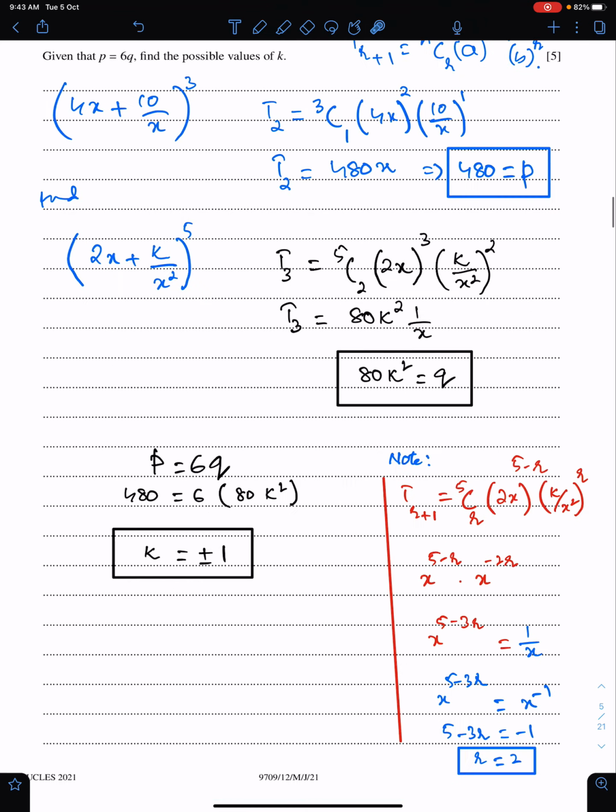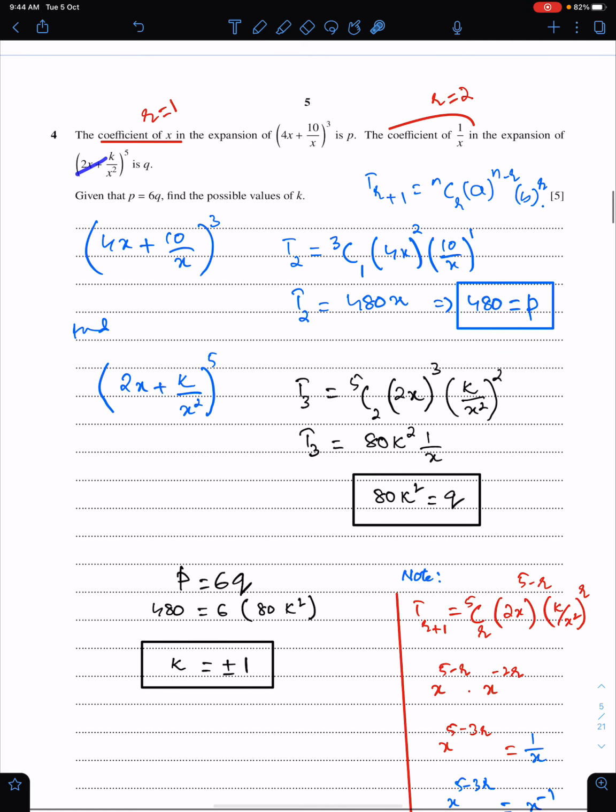See, first you need to substitute a, b and n into this formula. When you substitute a, which is 2x, you will get this thing, b is k upon x square, 5cr, and this thing. Now see how to simplify this, how to get the value of r from this.